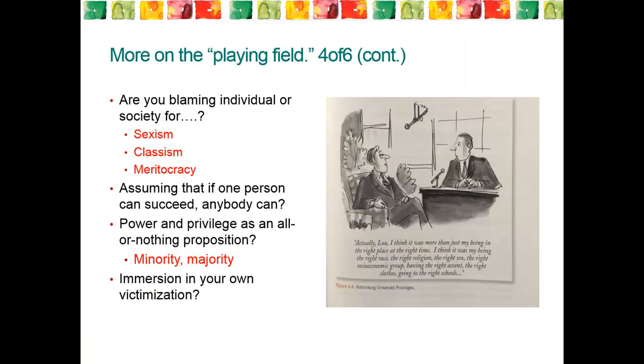As we talk a little bit more about this area of playing the field, the author says that we should ask ourselves this question: are we blaming the individual or society for sexism, classism, racism, if you will, or meritocracy? Because these issues don't just happen on an individual level, they also happen on a societal level. And do we assume that if one person can succeed, anybody can? Well, that's the definition of meritocracy, that the world is fair, that opportunities in life are available to everyone, and all one needs to do is try. Well, that would be great in an ideal world.